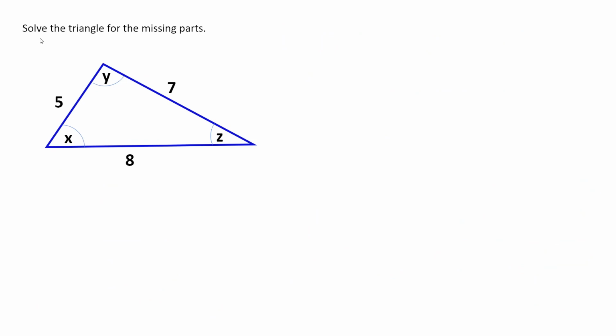Okay, so now we have one where none of the angles are given, so we don't have any angles. And so what we're going to do is we can just pick any side to put on the left of the equation. So if I choose 7 to put on the left side of my law of cosines equation, that would be 7 squared. And that means that the angle I put into the cosine has to be the angle that's opposite 7. So that's x.